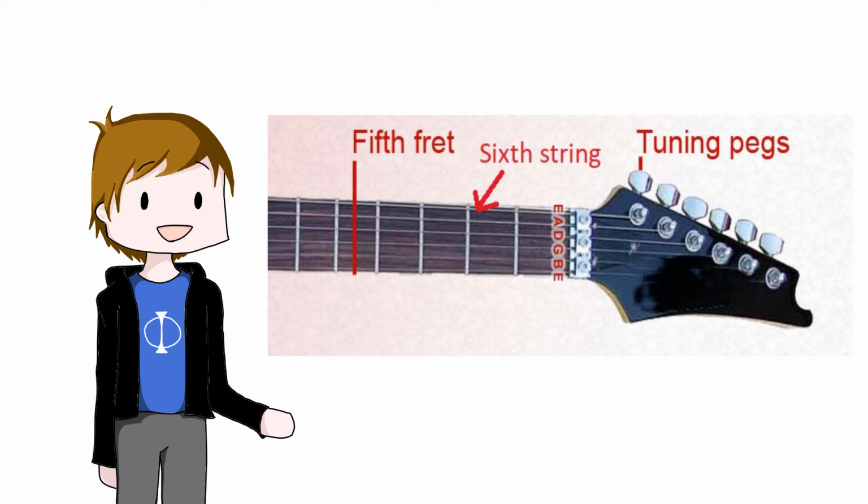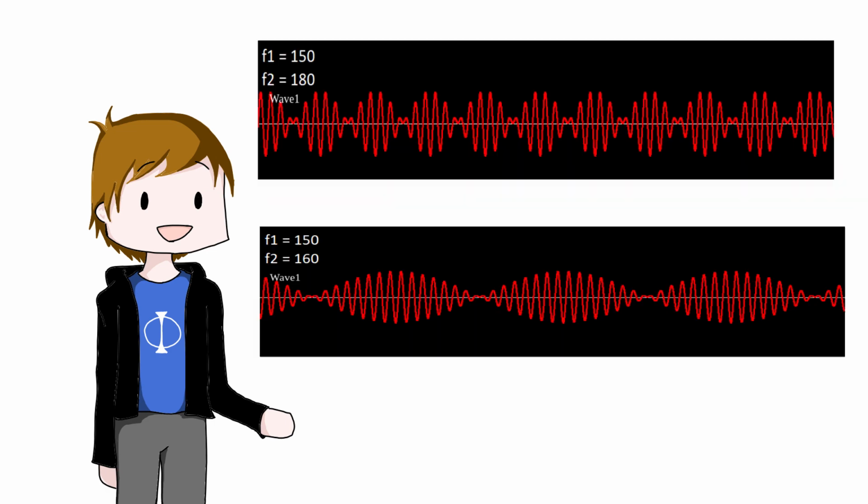Now we just have to play the 5th fret of the 6th string and the 5th string at the same time. And changing the tune of the 5th string, we look for when the beats are as far apart as possible. This is because the slow term has a frequency given by the difference of the frequencies of the two notes. If they get closer, the difference tends to zero, and therefore the beats are slower.